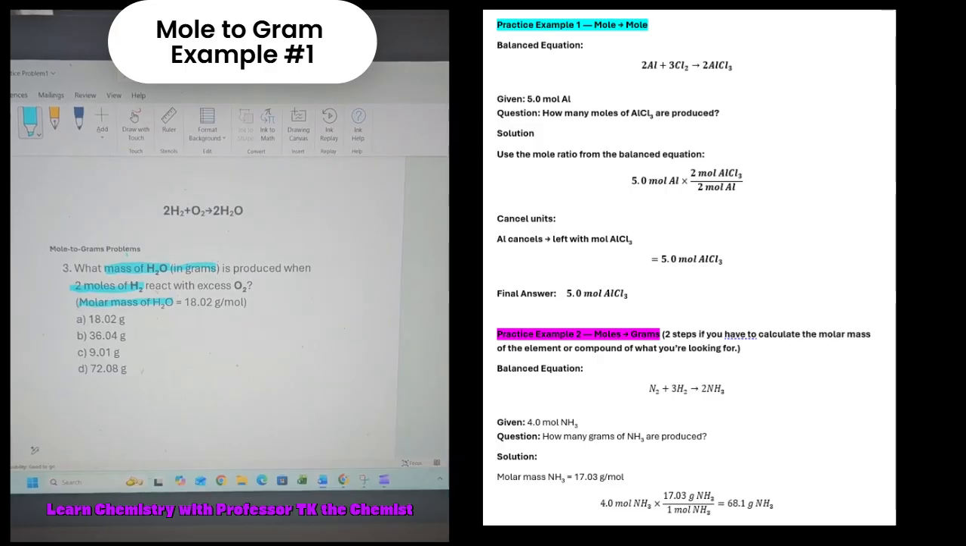Notice I didn't even underline the excess oxygen because we don't care about that, okay? We don't care. So what I'm going to do now is focus on what they are looking for. You're going to go from a mole of hydrogen to a mole of water, like we did earlier. Then convert that to a gram of water, okay? You're just doing one extra step.